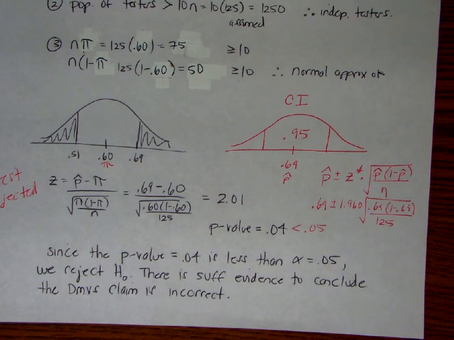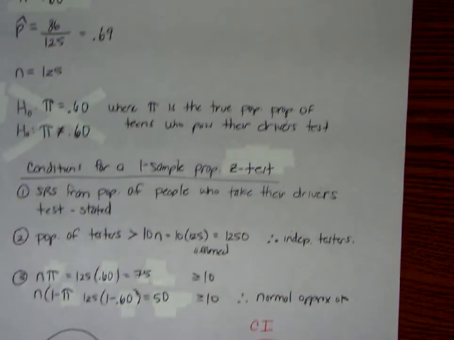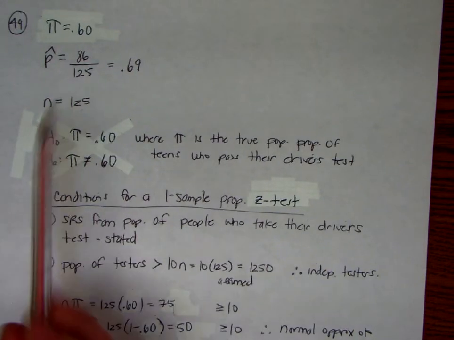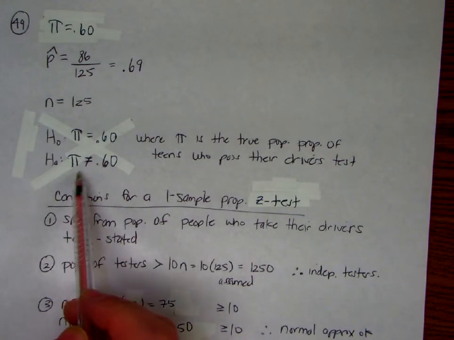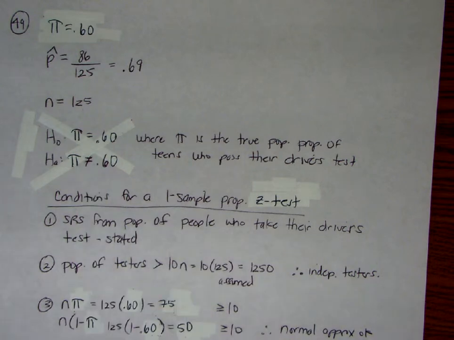There is sufficient evidence to conclude the DMV's claim is incorrect. I could either write this sentence, or I could just say the alternative in words. There is sufficient evidence to conclude that the true population proportion of drivers who pass their test is not equal to 0.60. So that's another way of writing it.